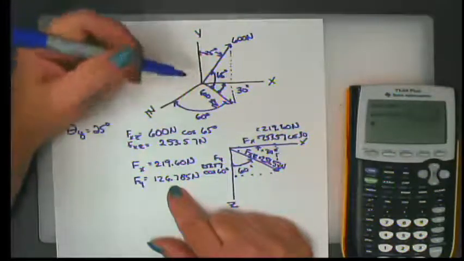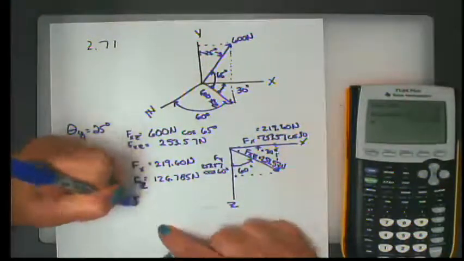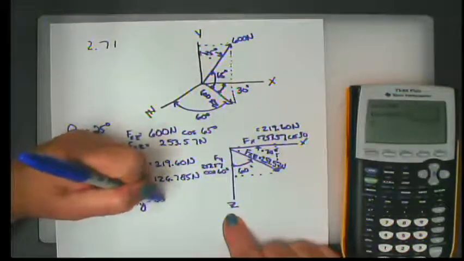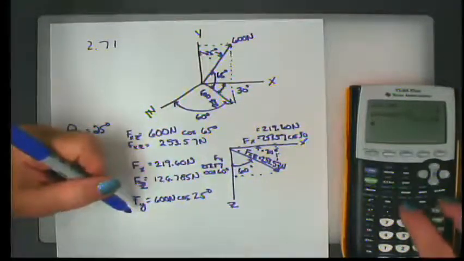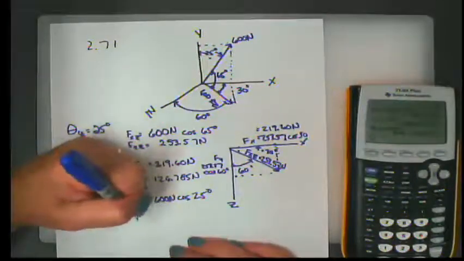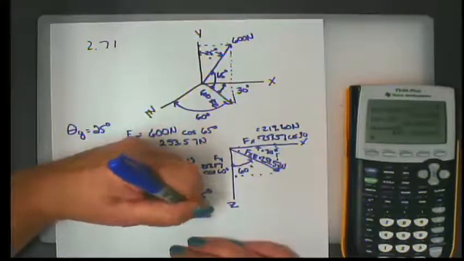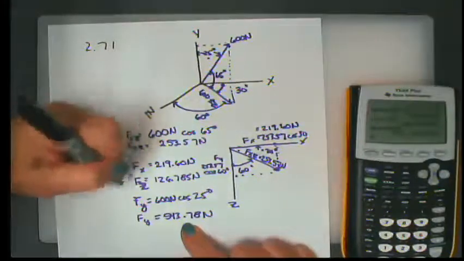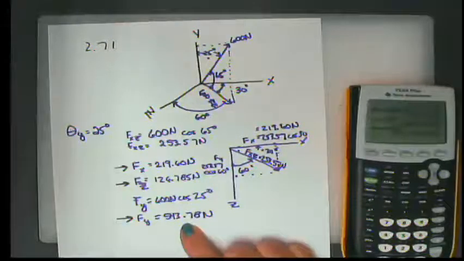All right, so now I know some interesting things. I still need to find my F, this is my F sub z, pardon me. I need to find my F sub y, which, because I knew this angle was 25 to begin with, is going to be 600 newtons times the cosine of 25 degrees. So the magnitude of that is 543.784. All right, so now I have my F sub x component, my F sub y component, and my F sub z component.